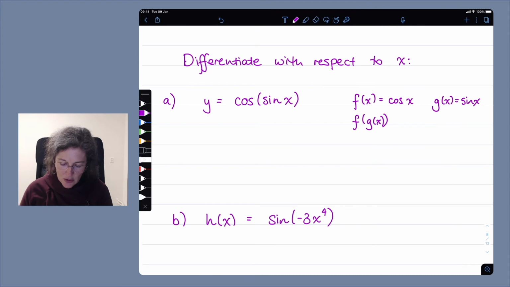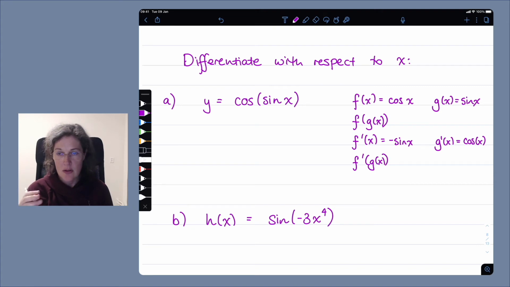So let's just find some derivatives first. Our derivative of f of x is, well, the derivative of cosine of x is minus sine of x. And our derivative of g of x is the derivative of sine of x, which is just cosine of x. But remember that what we actually need is f of g of x.